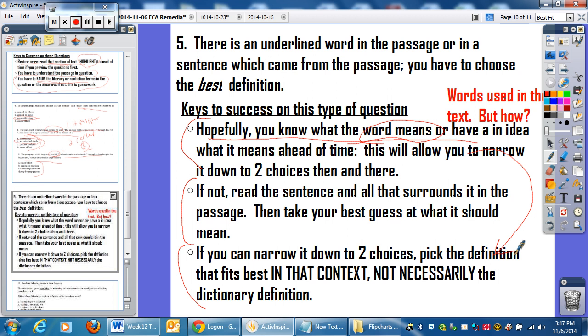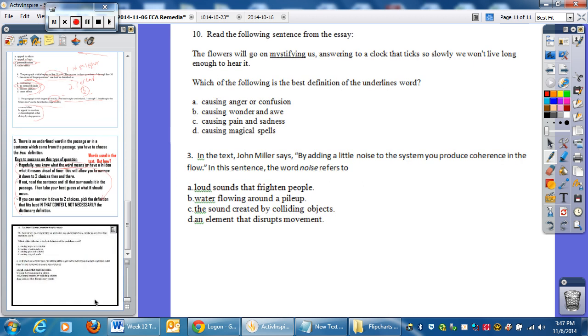Case in point. Most of us know that noise refers to sound. But that's not what it means here for that particular question 3. Noise is not sound in that article. Noise was not water flowing around a pileup. It wasn't sound. Rather, it was a metaphor for an element that disrupts movement.